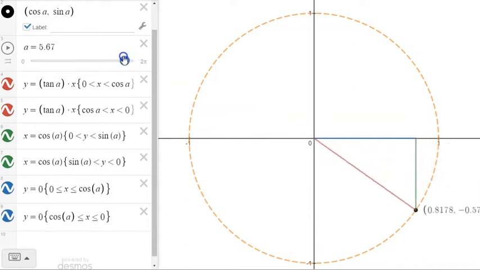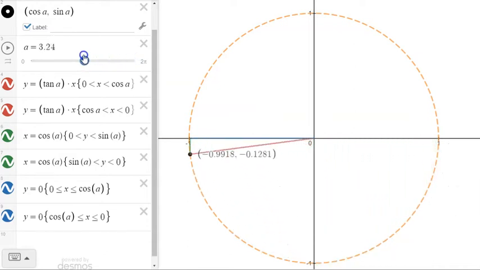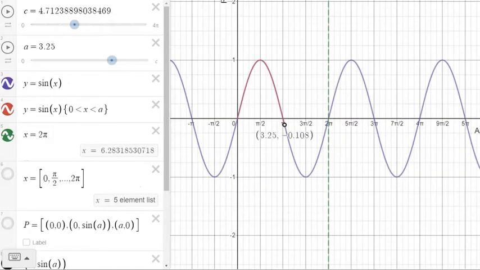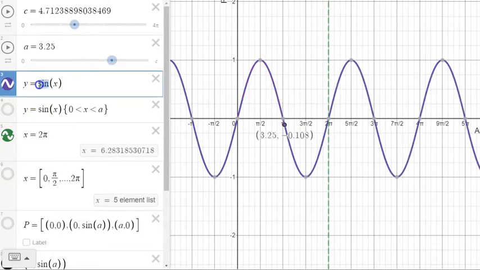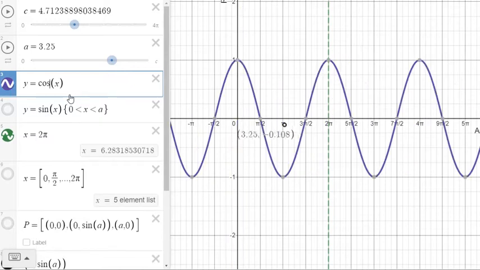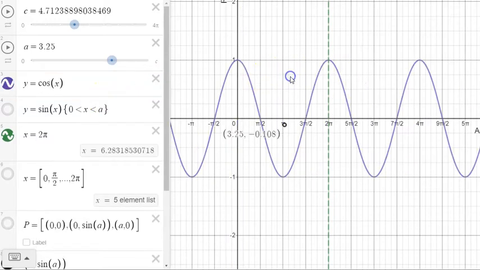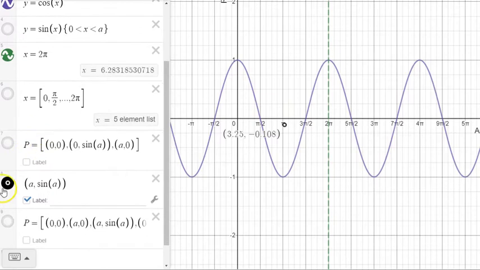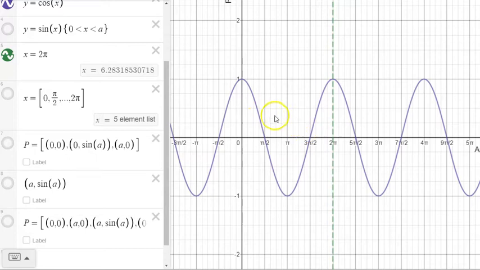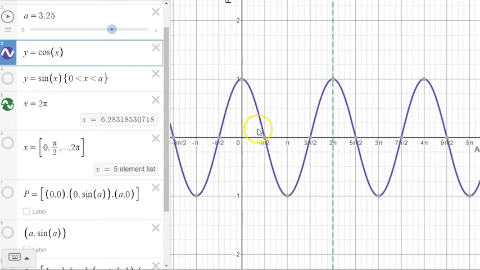Seeing the behavior of the sine function, we can estimate the behavior of the cosine function. Going back over to here, if we change these parameters from sine to cosine, notice what happens. It's almost like the sine function, but it's been shifted to the left by pi on 2 radians.